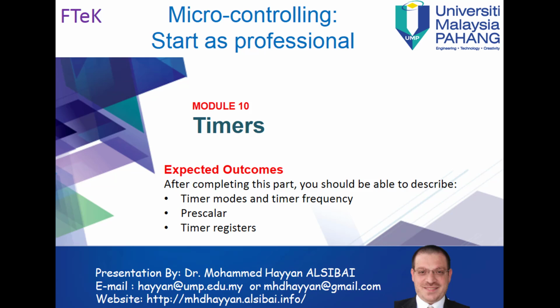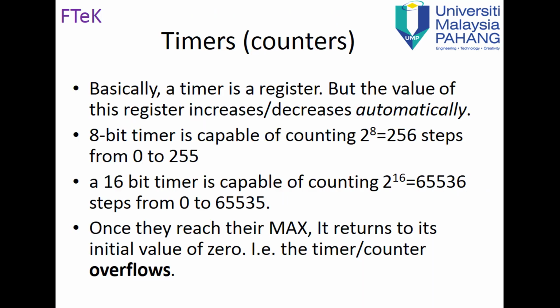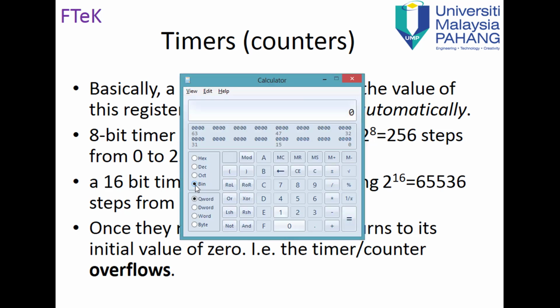Of course, as any device inside the microcontroller, to control this device you need to change the bits in some registers. The timer itself is a register, but the value of these registers increase or decrease automatically. So the 8-bit timer is capable to count up to 2 power 8, 256 steps, which is from 0 to 255. So if we go to the calculator, as you can see, if we have 8 bits, 8 bits in decimal is 255. So the counter can count from 0 up to 8 ones, 1 1 1 1 1 1 1 1, which is equal in decimal to 255.